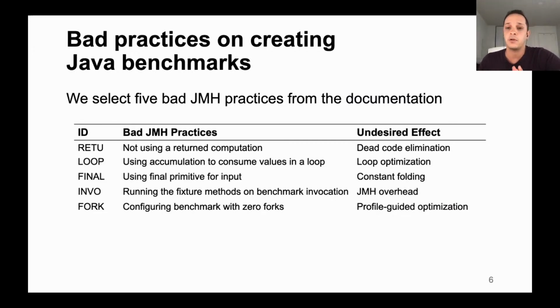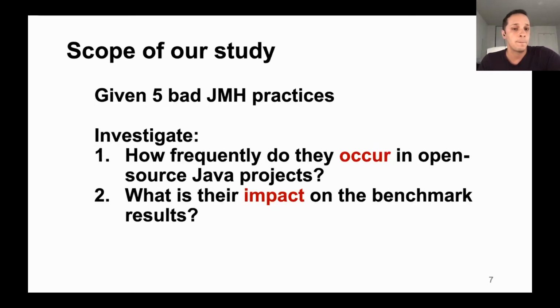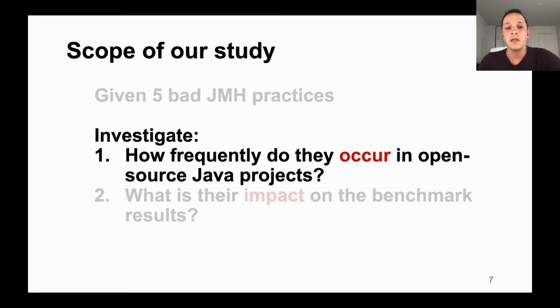I'm not going to dive into them because of time limits, but I definitely encourage you to read our paper, because all of these bad practices are easy to identify, easy to find in your code, and most importantly, very easy to fix. And they all affect your benchmark in different ways. So the scope of our study is: given these 5 bad practices, investigate how often they occur and what their impact is on benchmark results.